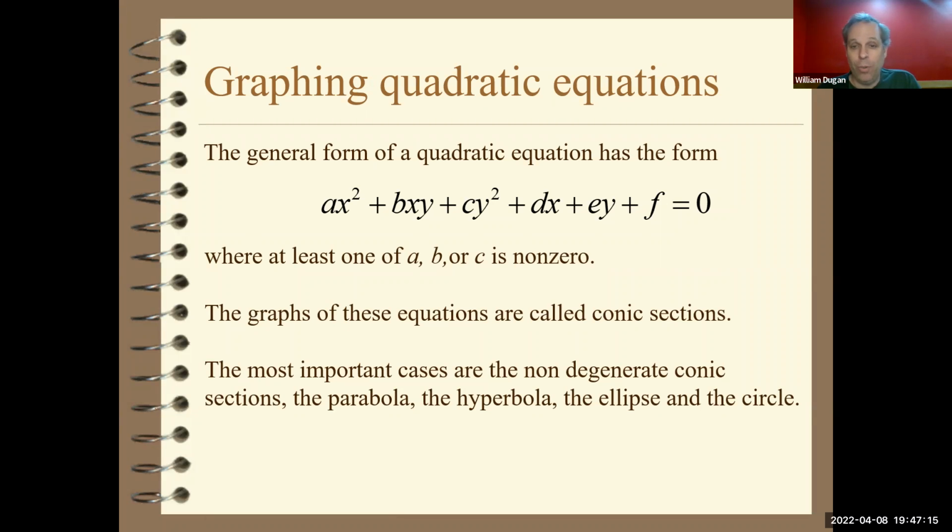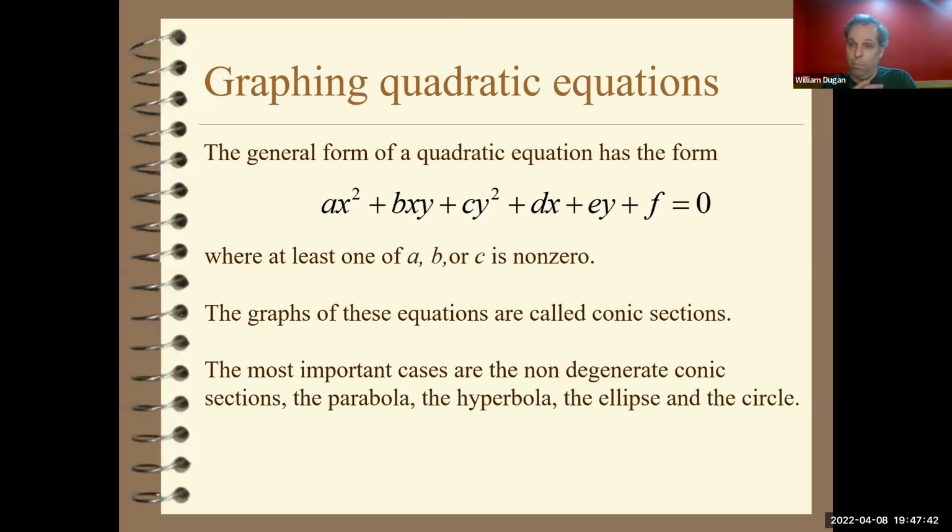The graphs of these equations are all called conic sections. That's something you would have learned back in pre-calc, probably in high school. You might even have seen it in one of our college algebra or pre-calc classes. The most important non-degenerate conic sections, those are the ones that are not lines or points or intersections of two lines, are the parabola, the ellipse, the hyperbola, and the circle. I'm going to show you how to graph them.